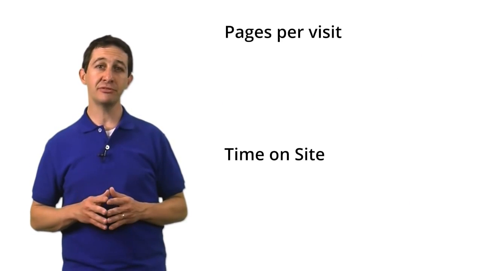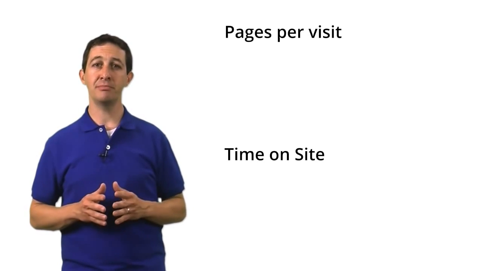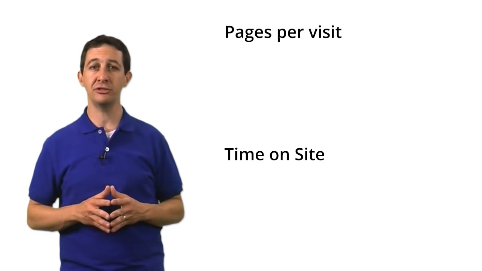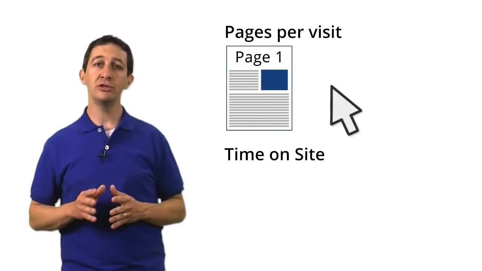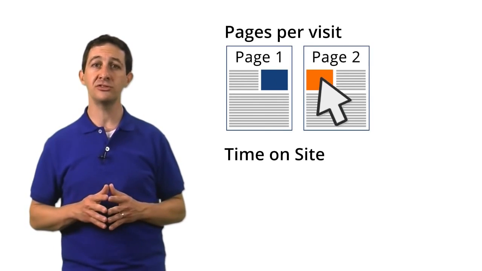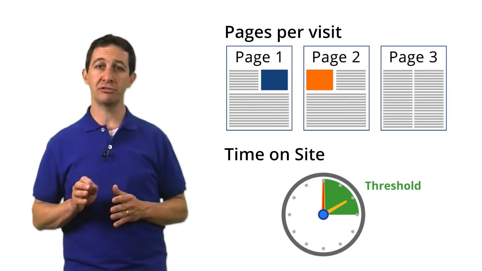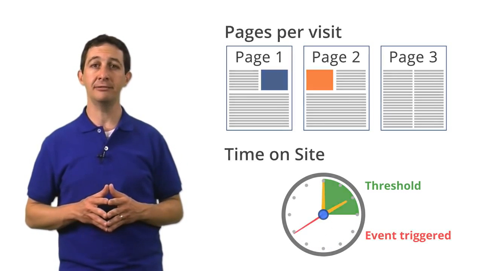The last 2 types of goals can be used to measure user engagement. Engagement can be measured based on the amount of content that people see or the amount of time that they spend on your site. A pages per visit goal is triggered when a user sees more or fewer pages than a threshold that you specify. A time on site goal is triggered when a user's visit exceeds or falls below a threshold that you set.